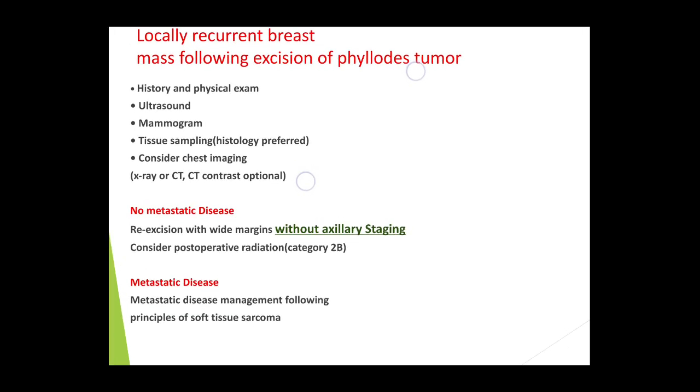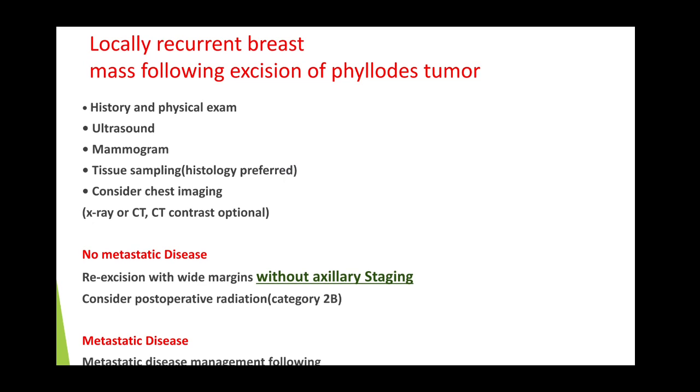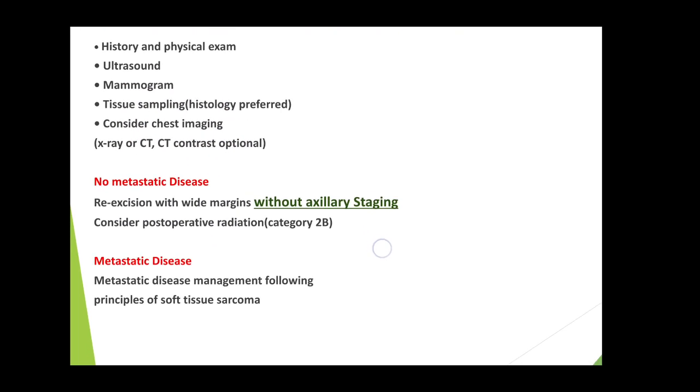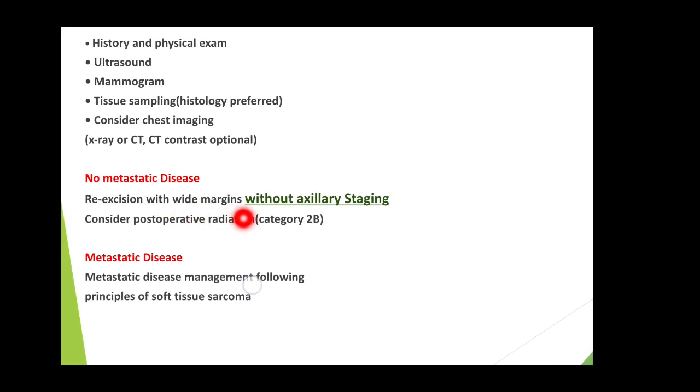Now, if there is local recurrence of this disease following excision of phyllodes tumor, we will follow the same workup: history, physical examination, ultrasound, mammography, and also consider chest imaging for any metastasis. If there is no metastasis in this condition, we will do another re-excision, so surgery again, but also without axillary staging, as we see here. While if there is metastatic disease, it will be treated like any metastatic soft tissue sarcoma.